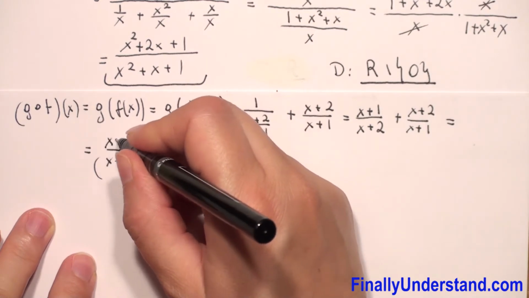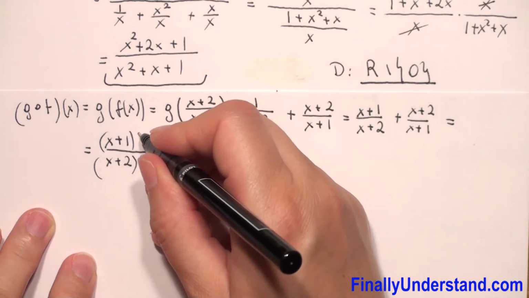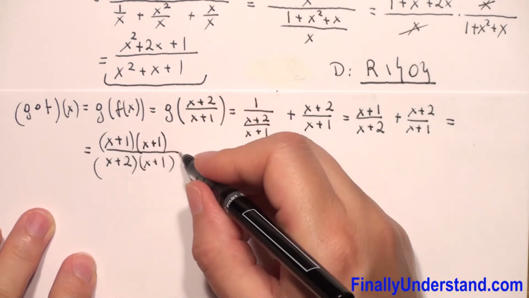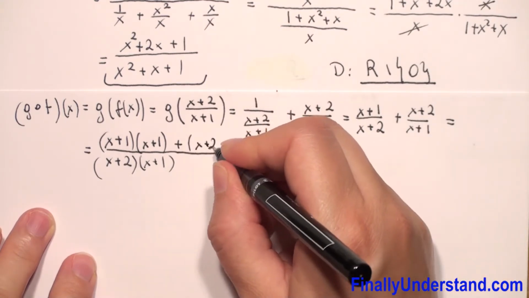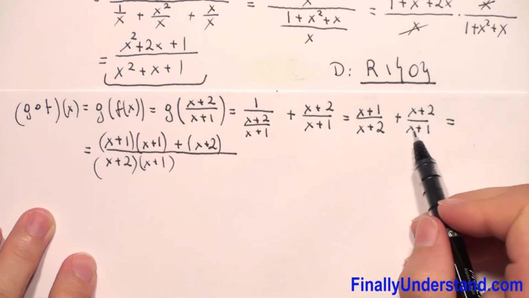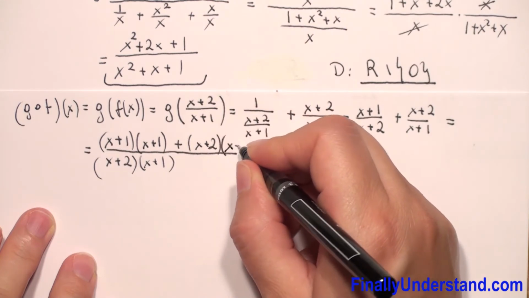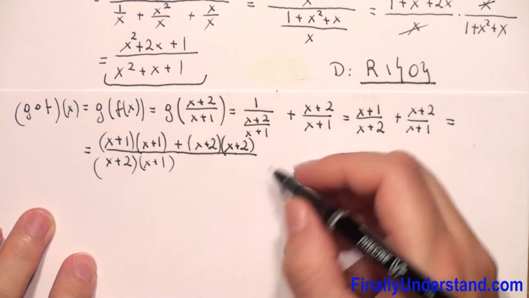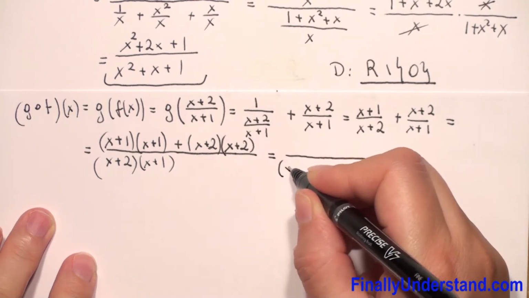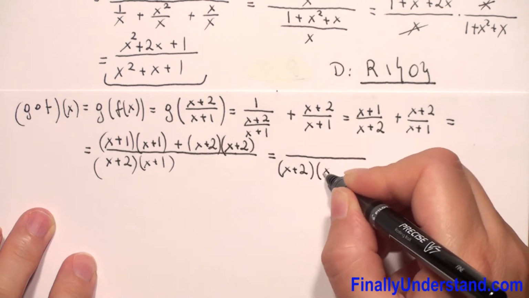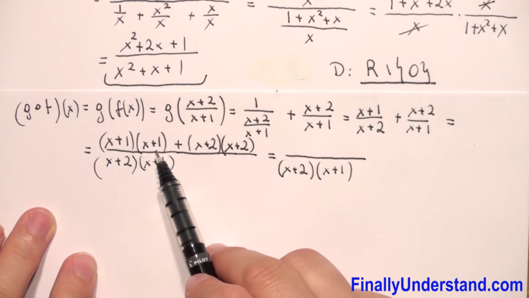In the numerator, I have x plus 1 times x plus 1, plus, I just copy x plus 2 times, because we have in this denominator only x plus 1, so I have to multiply this numerator by x plus 2. So this is equal. The denominator we can just rewrite. So we have x plus 2 times x plus 1, and we have x plus 1 times x plus 1.